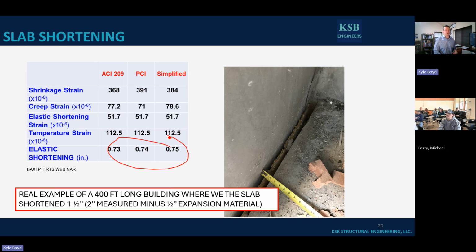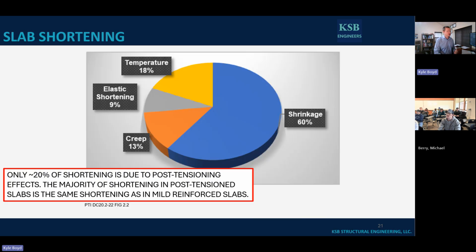So that behavior is very real. It's notable behavior. If you don't design for it, it's going to bite you. And a lot of people think that behavior is only true with post-tension structures. So let's look at what percentage of that behavior comes from post-tensioning versus what comes from other factors.